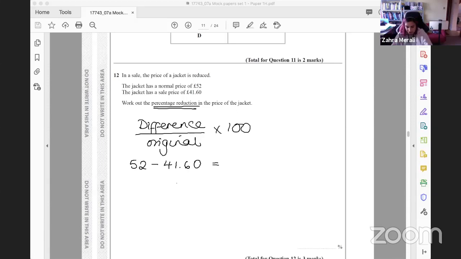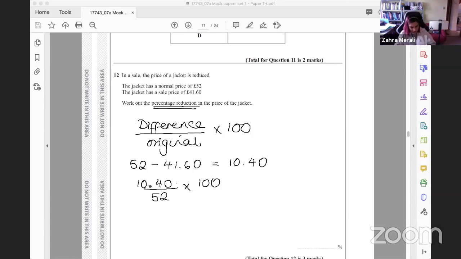So 52 take away, well, if you were to take away 42, you'd get 10, but you've then got to do that extra 40p, so you get £10.40. And then we want to divide that by 52 and times it by 100. Okay, so that doesn't necessarily look like the easiest thing to do without a calculator. But hopefully you're good at halving things.